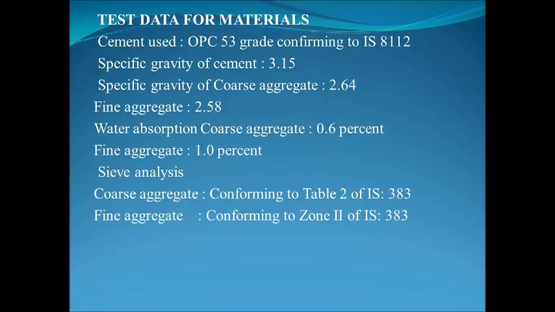Test data for material. Cement used is OPC 53 grade conforming to IS 8112. Specific gravity of cement 3.15. Specific gravity of coarse aggregate 2.64, fine aggregate 2.58. Water absorption of coarse aggregate is 0.6%, fine aggregate 1.0%. Coarse aggregate conforming to Table 2 of IS 383 and fine aggregate of Zone 2.